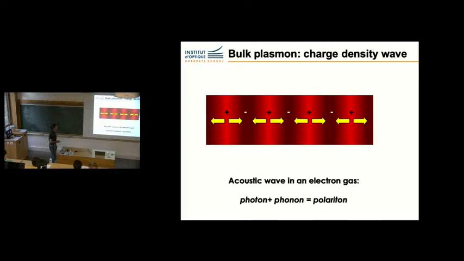So what I'm plotting here is essentially a density wave. The density wave you are used to is an acoustic wave, and you know that it's a density wave, okay? So that's exactly an acoustic wave in a gas, an electron gas. So here we have plenty of electrons. It's a density wave, plenty of electrons, and depletion of electrons, so positive charge is left behind, okay? So this is just a mechanical acoustic wave.